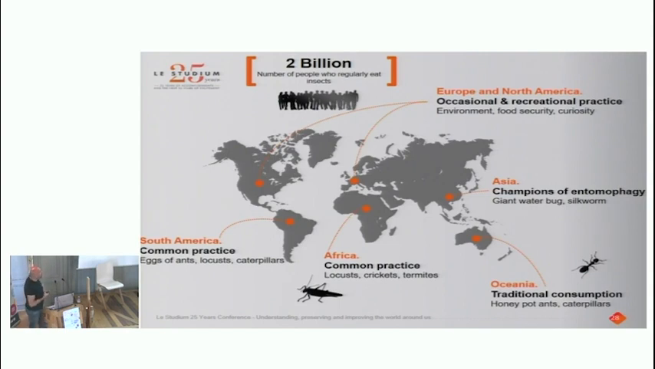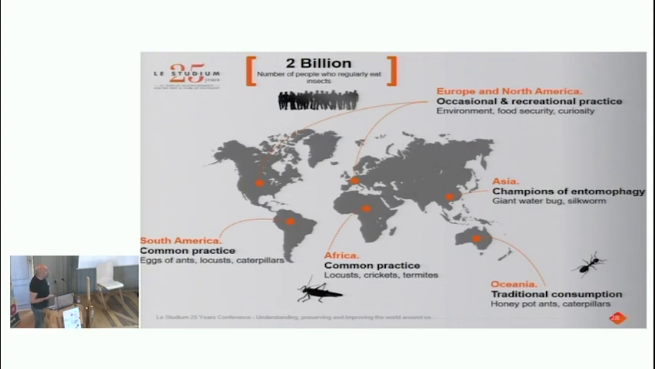2 billion people actually eat insects regularly, but very often it's in very specific geographical areas. In Asia, that's where insect is mostly consumed, but it's pretty common also in some parts of South America where they eat ants, locusts, and caterpillars. It's also common in Africa where they consume mostly locusts, crickets, and termites. It's a traditional consumption in Oceania where they consume ants and caterpillars. But in Europe and North America it's mostly for fun, but not so much part of the habits.